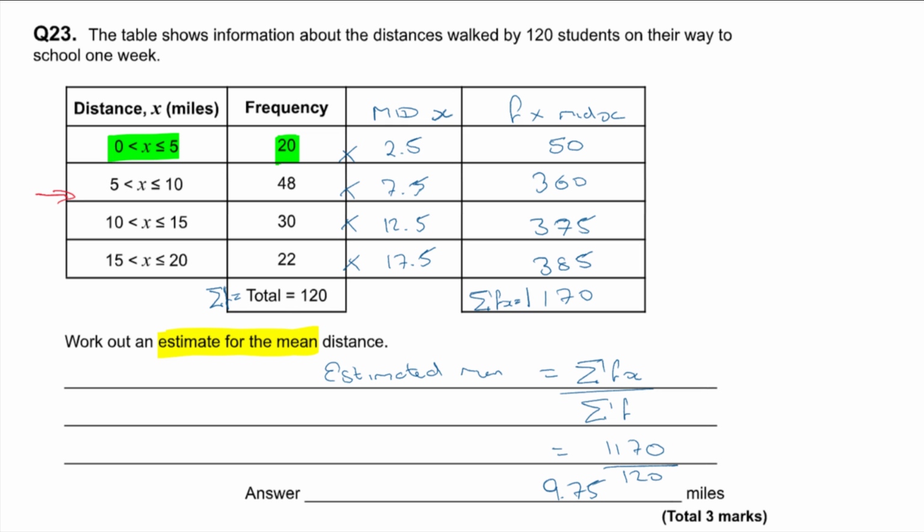So just think, is my answer sensible? If you have a look at there, you know, masses of people in the middle there, I think 9.75 looks very sensible as an answer. It's kind of in the middle of the distances everybody walked. Okay, so don't move on before you just think, is my answer sensible? And if it isn't, go back and check, because you've made an error.